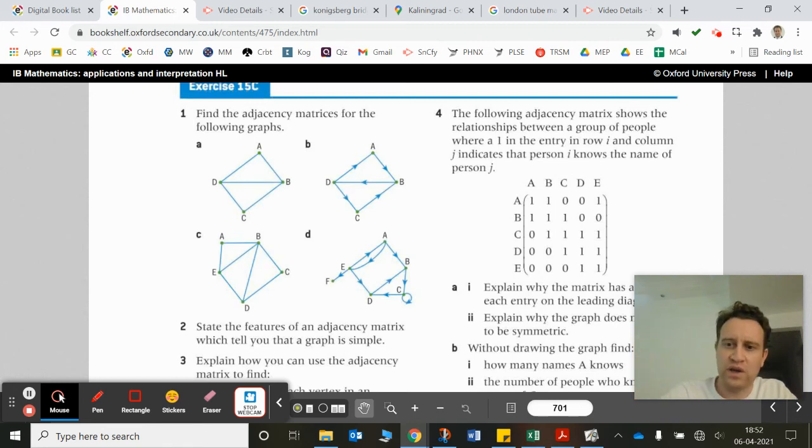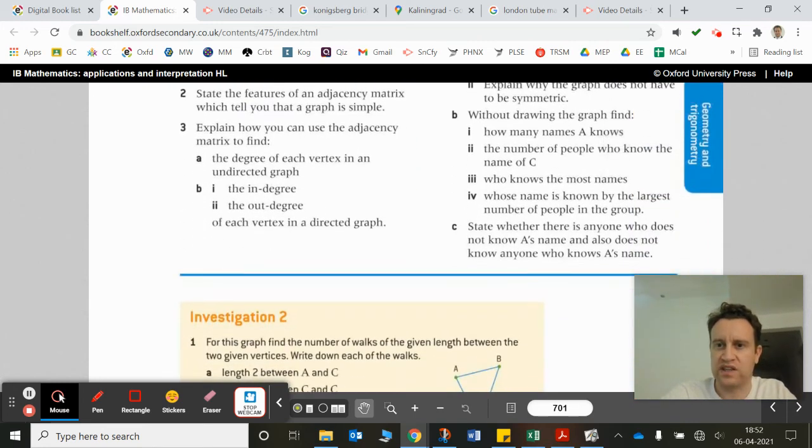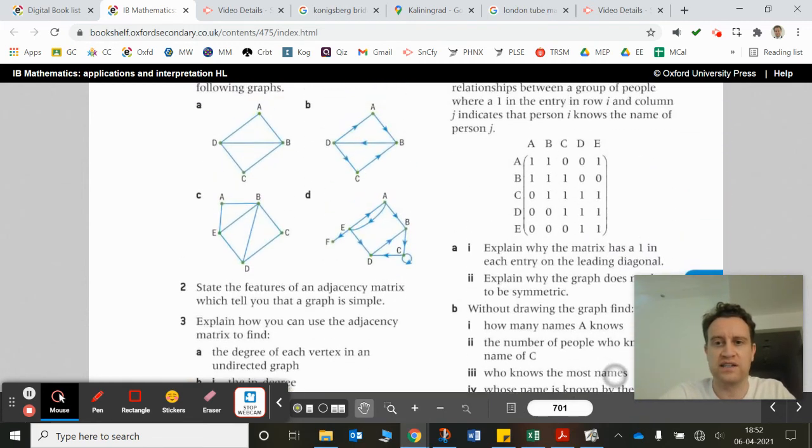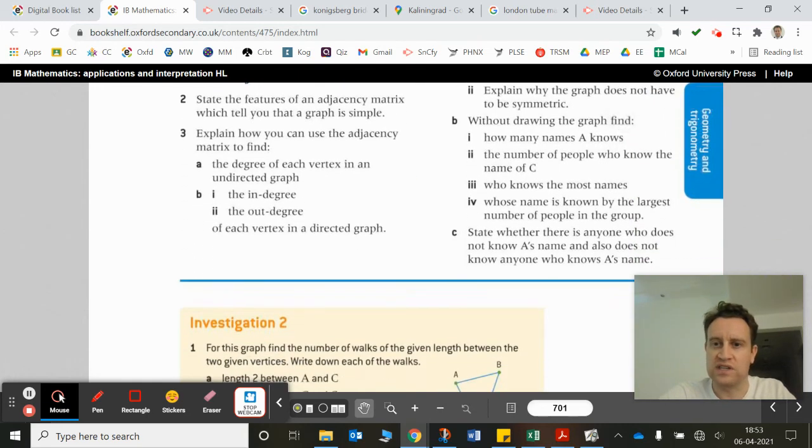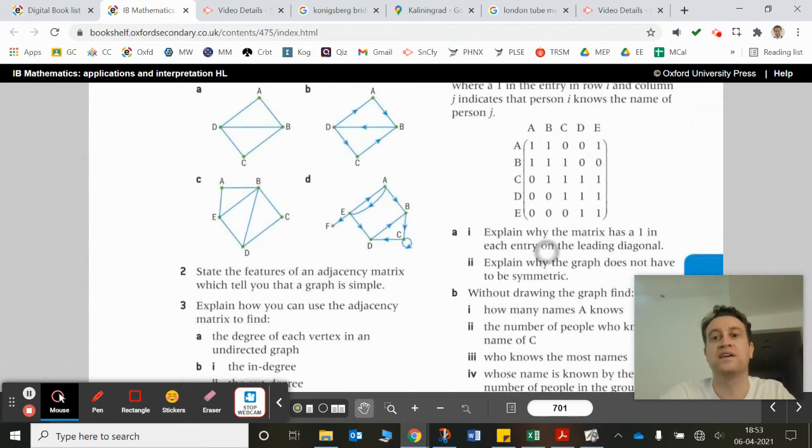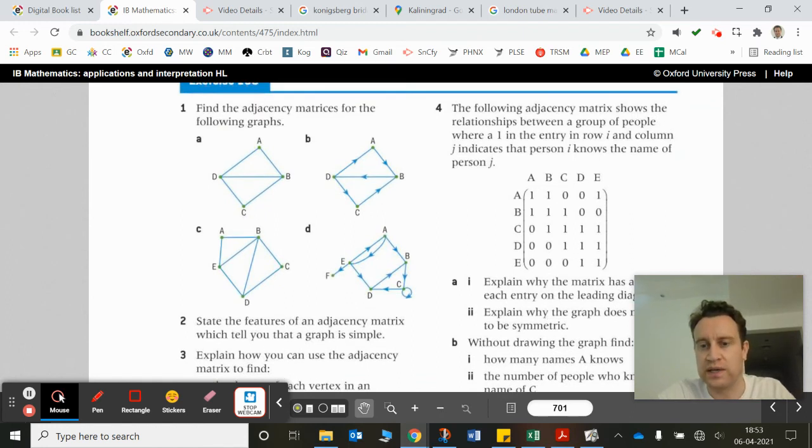So when we go to look at the last part here, it says, state whether there is anyone who does not know A's name and also who does not know anyone who knows A's name. Anyone who does not know A's name is just C, D, and E. C, D, and E do not know A's name. And then you can also see that, and also who does not know anyone who knows A's name.